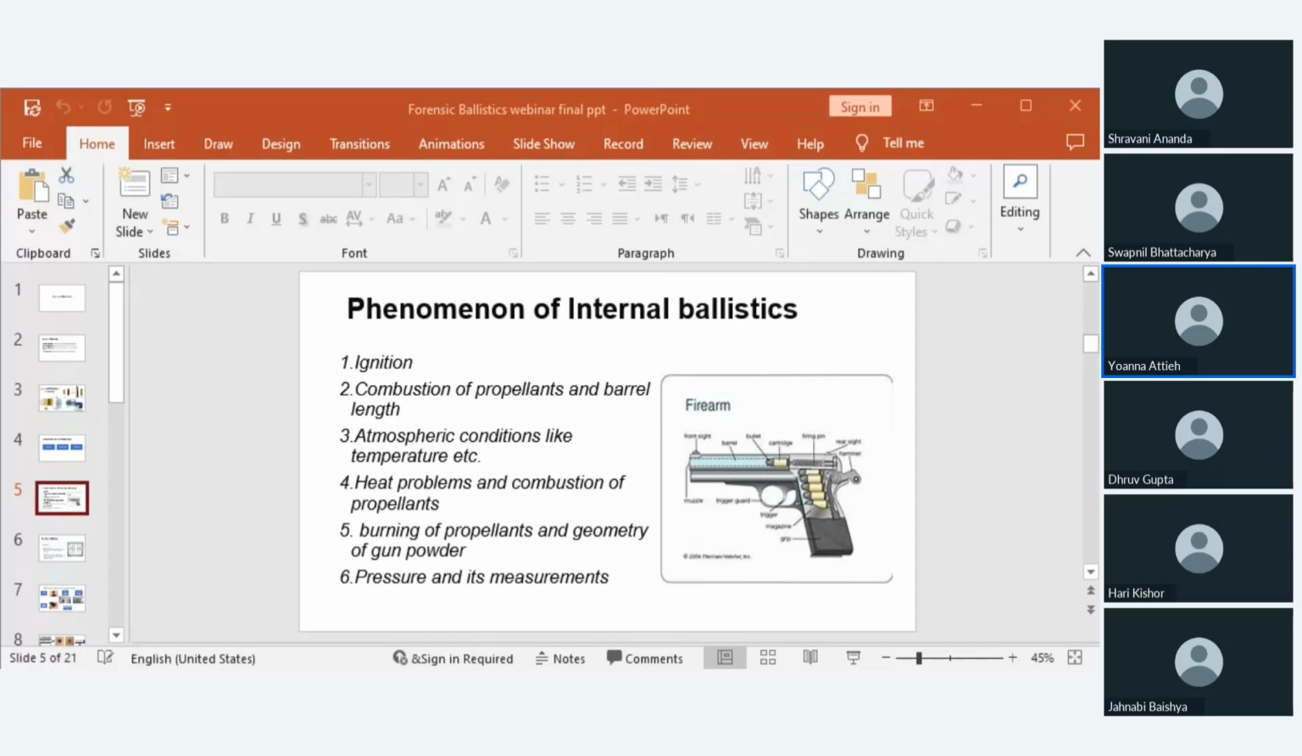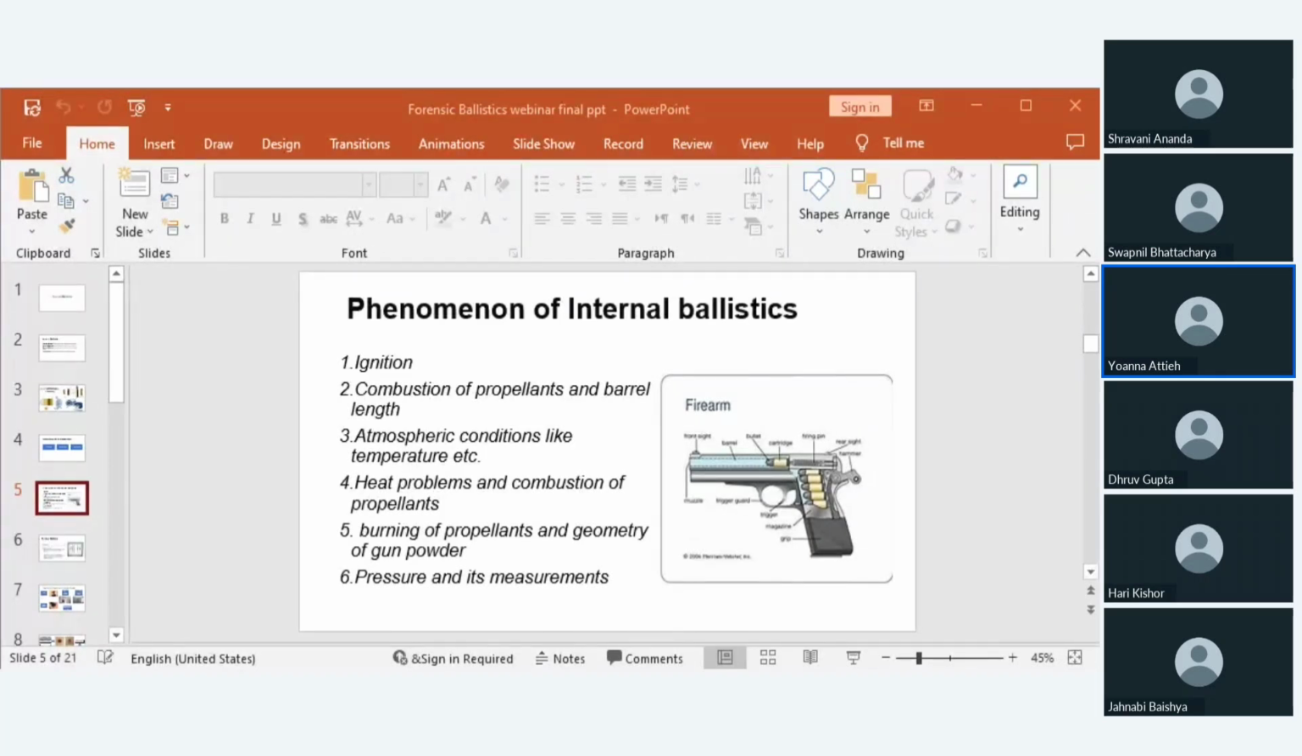Additionally, the length of the barrel affects how long the gases can continue to accelerate the projectile. A longer barrel provides a longer time for the expanding gases to push against the projectile, which leads to a higher velocity when the bullet exits the barrel.